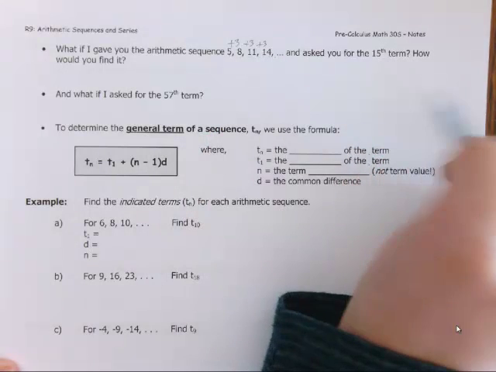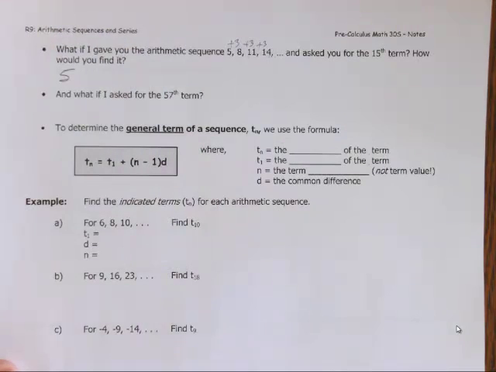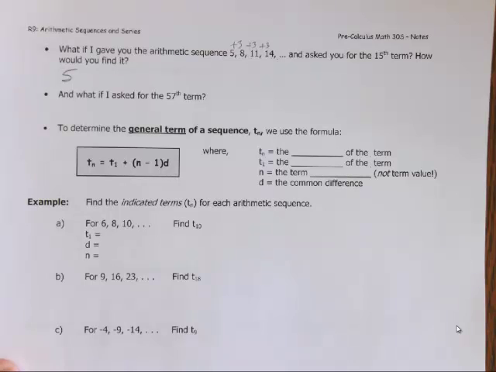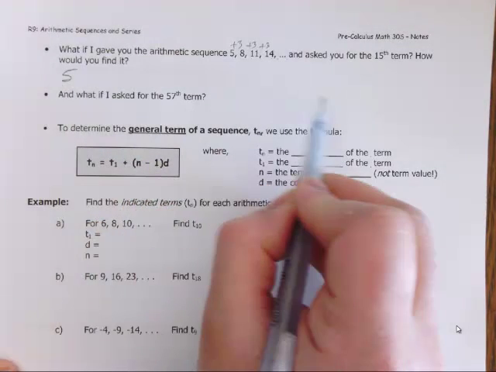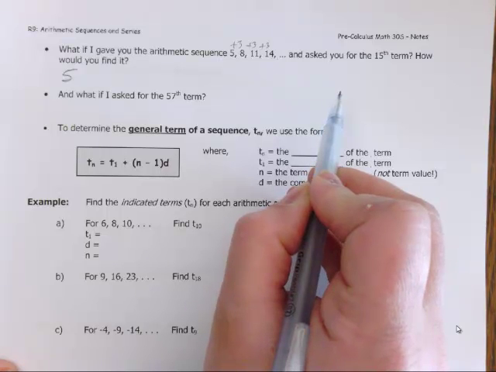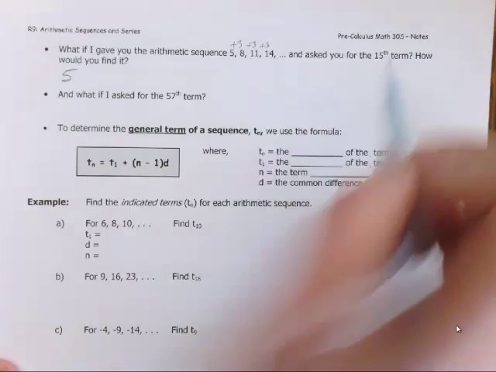And we could just keep adding 3 until we get to the 15th term. So we've got 5, which is our first term, and then how many more times do we have to add 3 to get to the 15th term? Well, think about it. We already have this one. This is the first one. And then how many more terms do we have to write down to get to the 15th term? 14, right? That's one less than they're asking for.